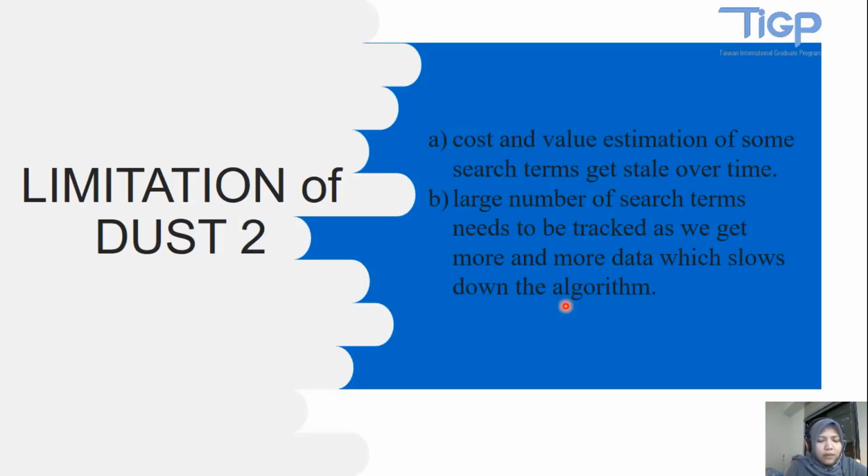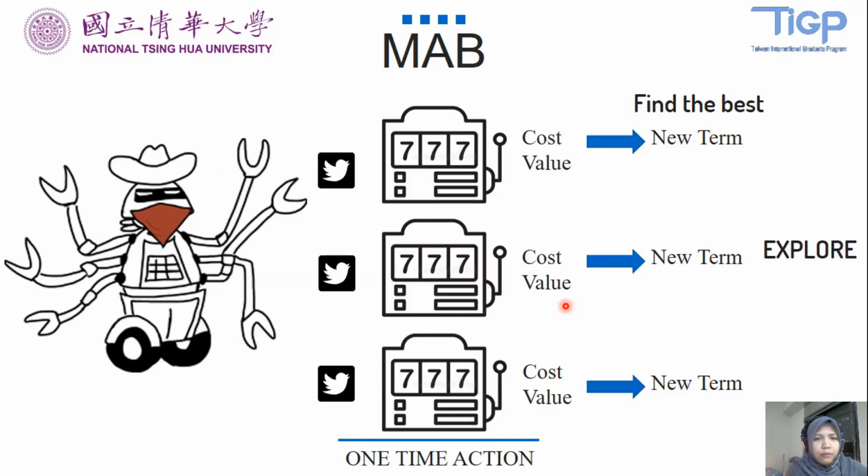And second, the large number of search terms needs to be tracked, so we get more and more data, which will slow down the algorithm. So let's get back to this one. They do it as a one-time action. For example, they take like 5 minutes to do this exploration, and they collect data at the same time.